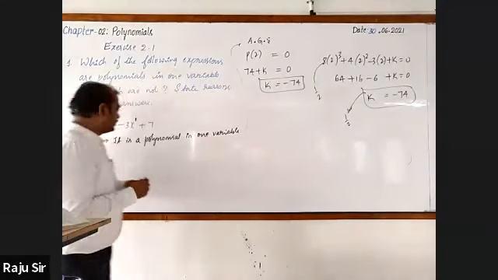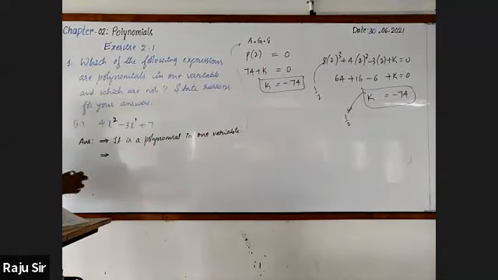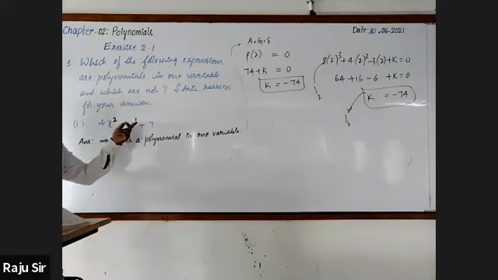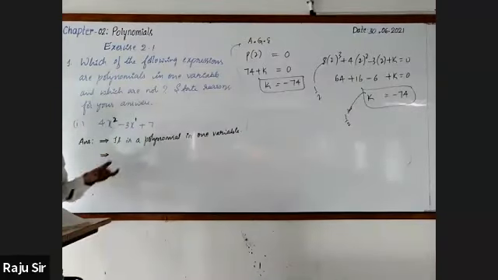What should you write as the reason? First, we are told that it is a polynomial. Why is it a polynomial? The reason is the power of the variable is a non-negative integer. And we said in one variable because it has only one variable, x. Right.